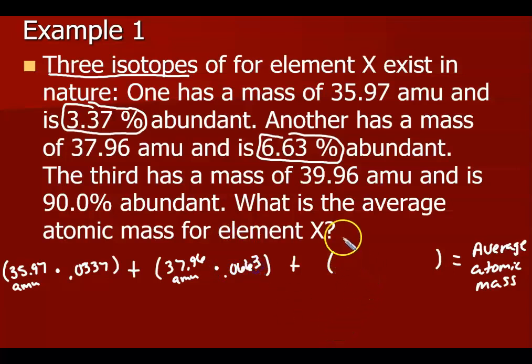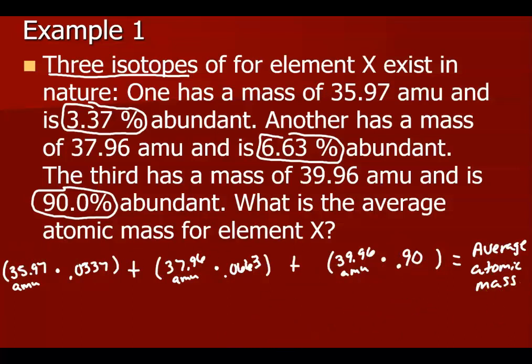And then the third one, you start with the mass. You can start with the mass or the percentage, doesn't matter. And this one is 90%. So would it make sense that our answer is probably going to be closest to this number right here? Move my decimal over 2 spots or divide by 100. You get 0.9 here. And then we just put that in the calculator.